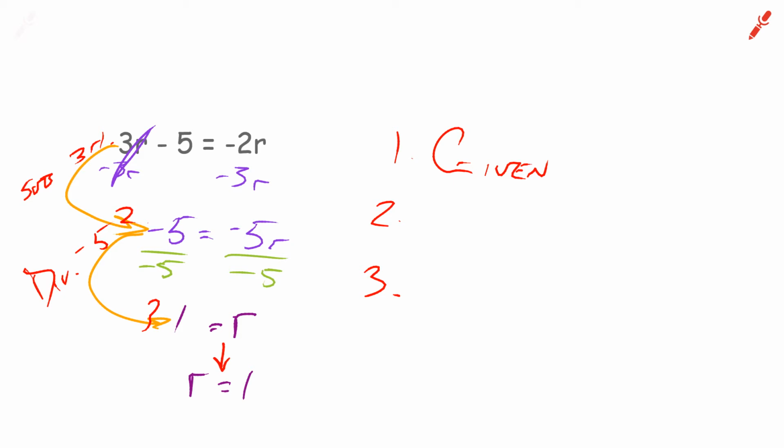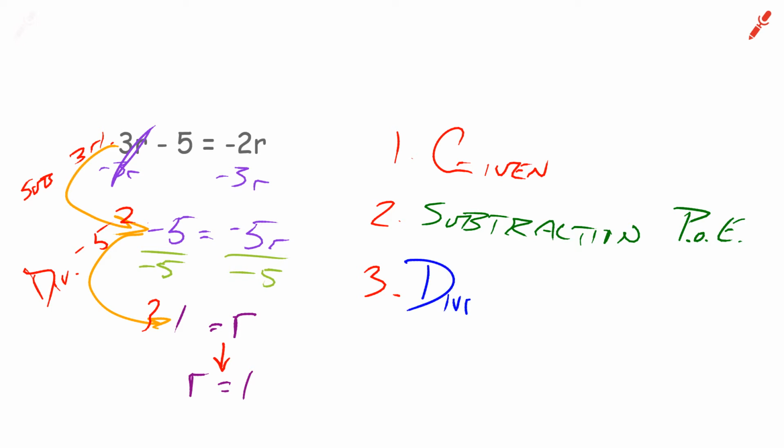Step 2. So I subtracted 3r. I subtracted, which tells me it's the subtraction. And I did it from both sides. I know this wasn't just a number, guys. But whether it's a term, a number, a variable, however you want to look at it, it all works the same way. So we've got the subtraction property of equality. And then for step 3, we've got the division property of equality.